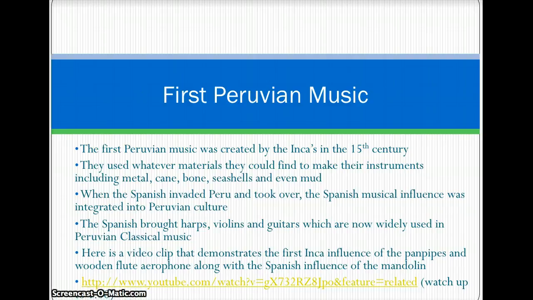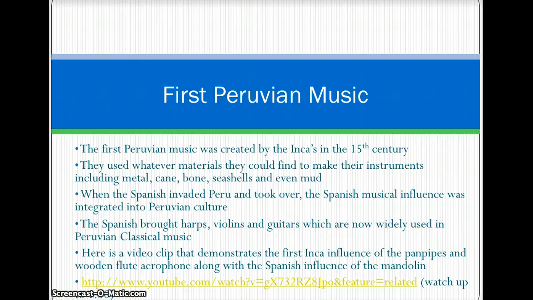They used wood. When the Spanish invaded Peru and took over, the Spanish musical influence was integrated into Peruvian culture, and that is why we see the Spanish influence with the stringed instruments and the first Incas music with the aerophone type instruments. The Spanish brought harps, violins, and guitars, which are now widely used in Peruvian classical music.